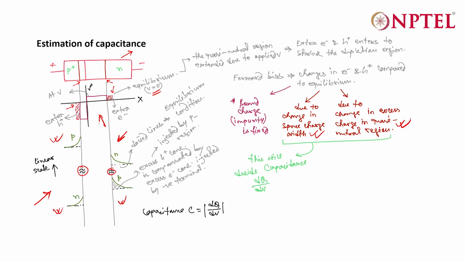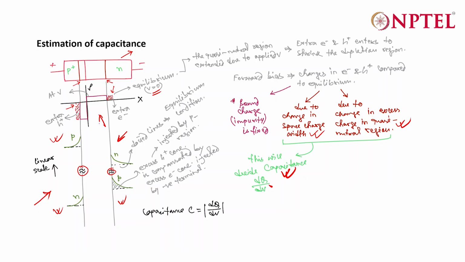So one is the change in the space charge because of the space charge width, or this can be because of the change in the excess charge in the quasi-neutral region, and these changes will lead to a diode capacitance, as I have said, which is dq by dV. There are impurities in the diode, but the concentration of impurities is fixed. So there is no contribution of impurities to the capacitance. You can consider the contribution from the impurities negligible.